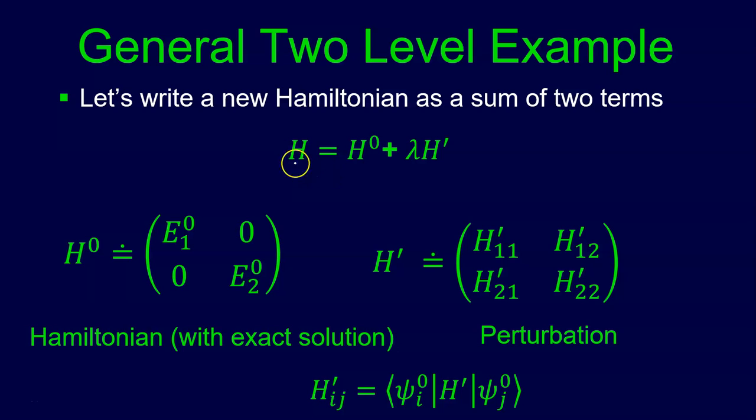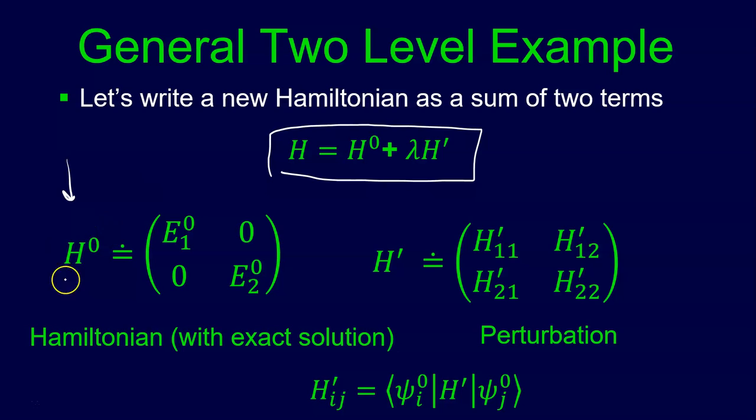Okay, so here's the two-level example. Again, our Hamiltonian looks kind of like this, where this is our unperturbed Hamiltonian that has an exact solution. What does that mean? Well, that means that there's two wave functions. We'll call them psi 1 of 0 and psi 2 of 0. In this particular system we're looking at, they would be represented this way here, but that's not super important right now. This one has an exact energy of E1 of 0, and this is E2 of 0.